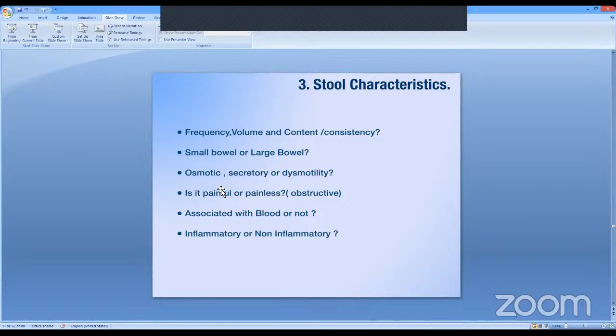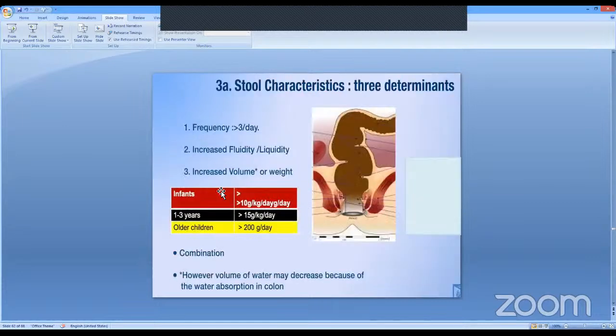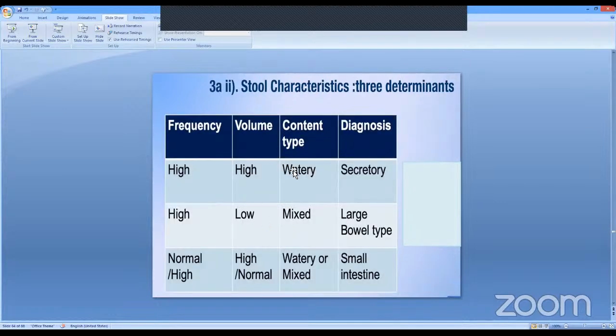our differential diagnosis. Now see, stool characteristics have three determinants: frequency, fluidity, and volume. There may be alteration of the frequency, alteration of the fluidity or liquidity or consistency, or increased volume. Either a single factor will be affected or a combination will be affected. So this is very important. We consider these three factors: frequency, volume, content.